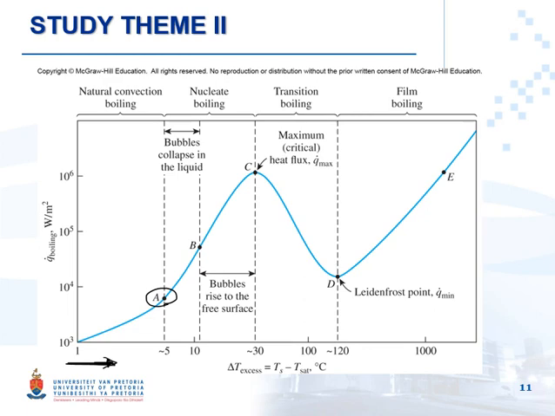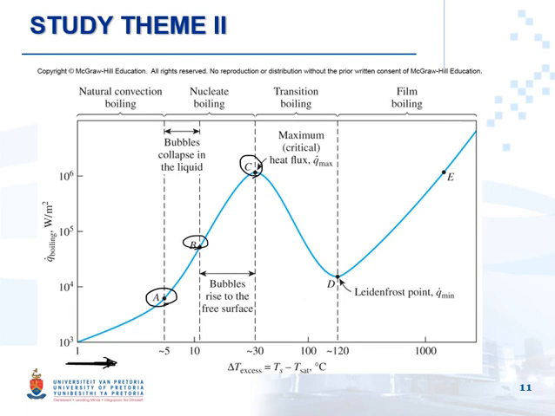between these two we see another point B, that there is a kind of distinction between point A, point B, and between point B and point C. There is a little bit of information here that says between point A and B bubbles collapse in liquid, but between B and C bubbles rise to the surface. Okay, we are going to talk about it.